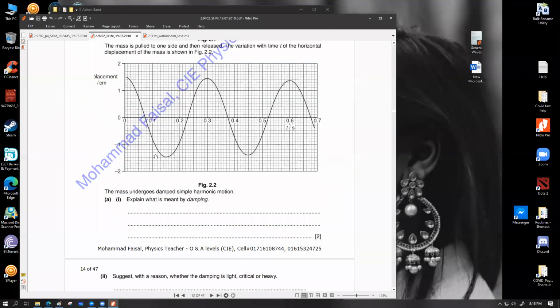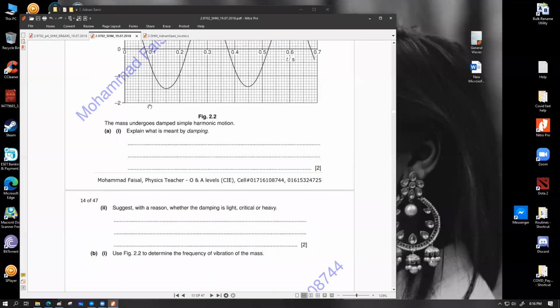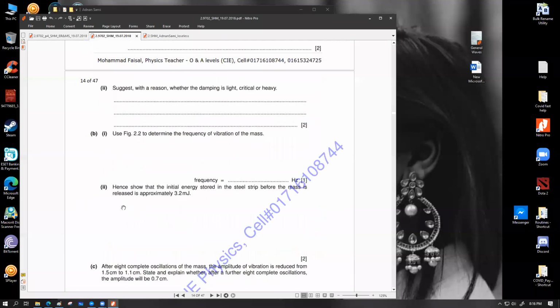Okay, for the initial energy, you can see that the spring metal strip was initially pulled to one side. The motion started with an initial displacement of 1.5 centimeter. So you can assume this as your initial amplitude. As the oscillation goes further, the amplitude slowly becomes less. So initially the amplitude, or the maximum displacement in one direction, was 1.5 centimeter. So what you can do over here is half m omega square a square.